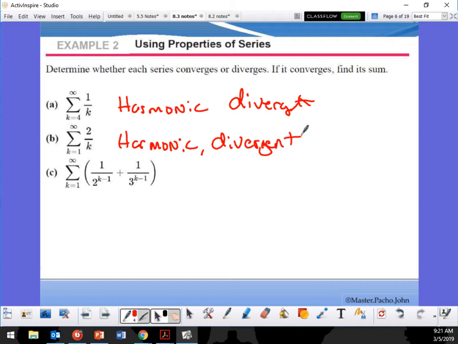Okay, so what about this one? I have the sum of 2 of them, right? Yes. Since I have the sum of 2 of them, we can break it up. So this is going to look like the sum. So I'm going to rewrite this as what? What am I going to rewrite this first one as?